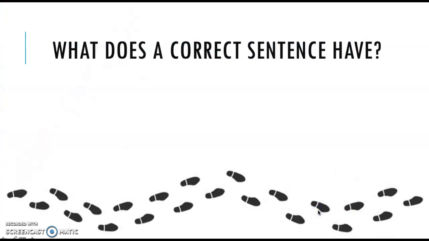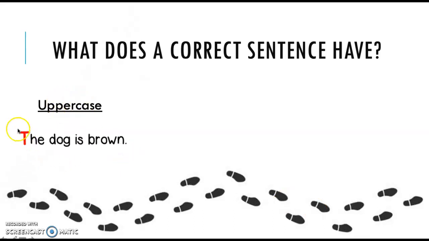First of all, what does a correct sentence have? Well, let's think about that. A correct sentence has an uppercase letter in the right spot, like this T in the word "the" is a big T because it's the first letter of a sentence. Then if you look at all the other letters, they are lowercase.